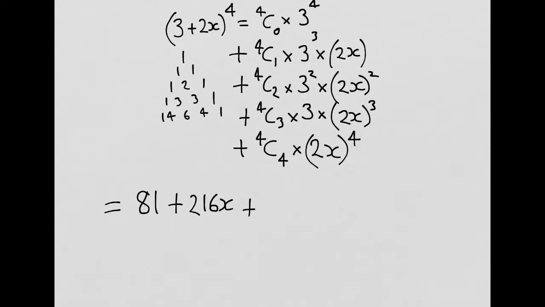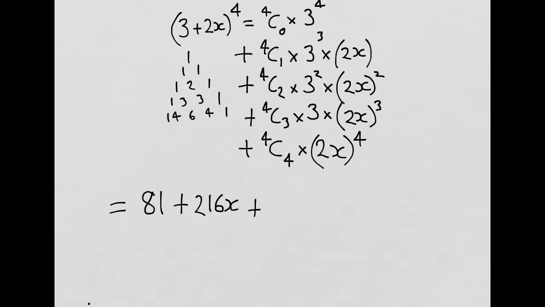So 4 choose 2 is going to give us a 6, 3 squared a 9, and then we have to square everything inside that bracket. So you should be multiplying by 4x squared. So the whole coefficient for this one should be 216x squared. Okay, if you got that one right, brilliant. The rest should be fine, so let's fill in the rest of that row.